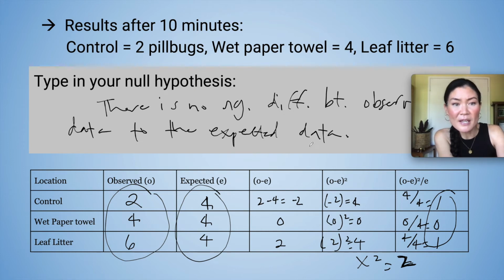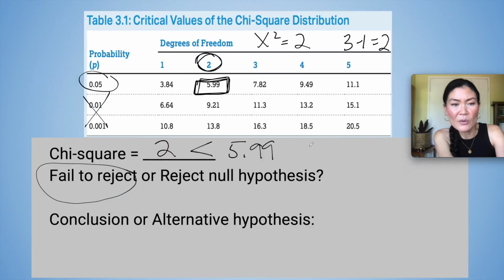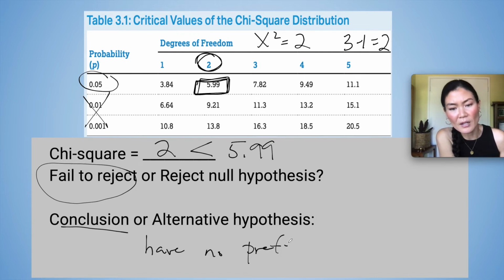Okay, so 12 pill bugs, to be honest, is probably not enough to really run a proper experiment. But in this case, we're going to have to fail to reject our null hypothesis, and our conclusion would be that the pill bugs have no preference. Okay, they have no preference for chamber.